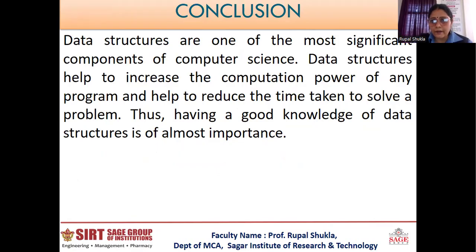Now, the last ending part is conclusion. Data structures are one of the most significant components of computer science. Data structure helps to increase the computation power of any program and helps to reduce the time taken to solve a problem. Thus, having a good knowledge of data structure is of utmost importance.